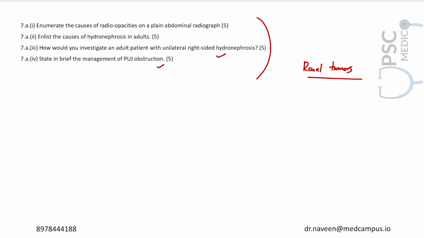What is the management of PUJ obstruction? How will you investigate a case of unilateral right-sided hydronephrosis? What are the causes of hydronephrosis in adults?